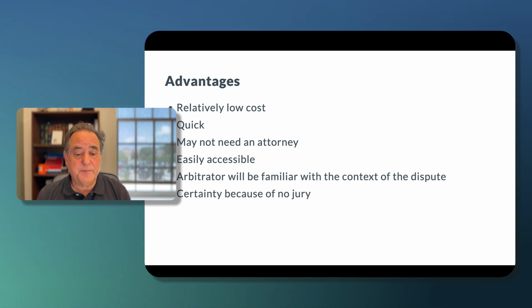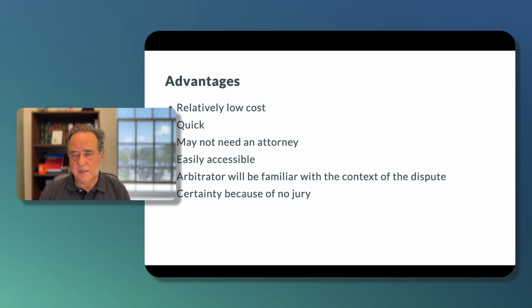There is certainty because of no jury. The jury introduces a great deal of uncertainty into any dispute resolution. This is where we get the whole idea of nuclear verdicts, and an arbitrator is unlikely to do that. In fact, studies have shown that arbitrators usually split the baby.